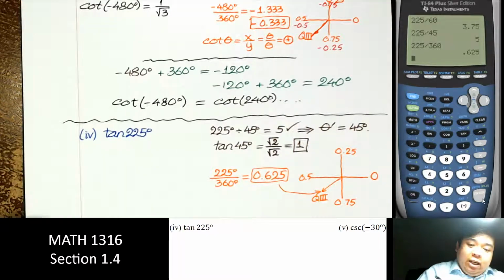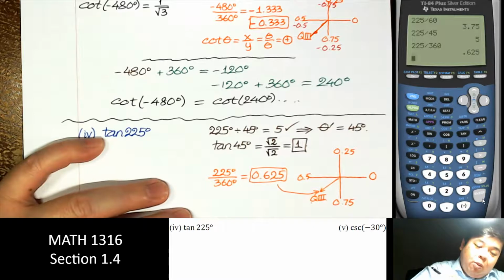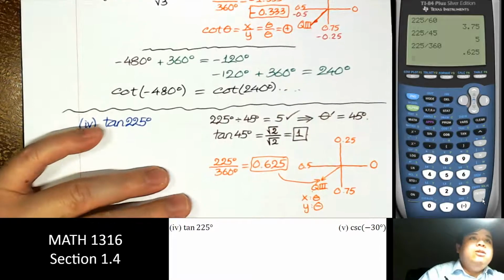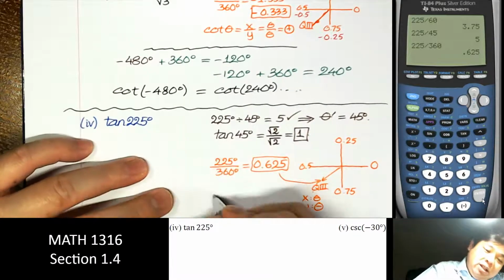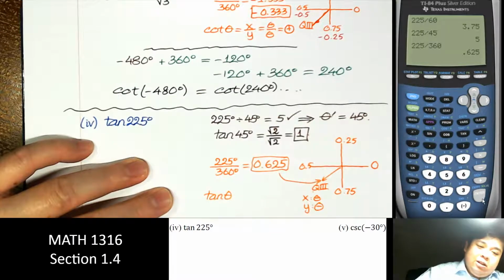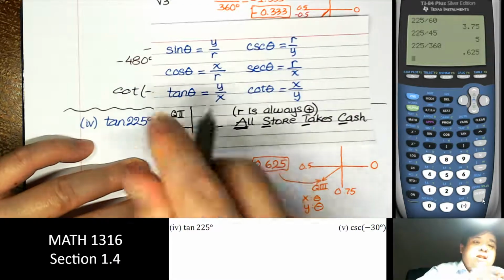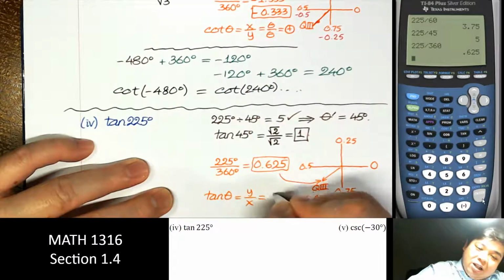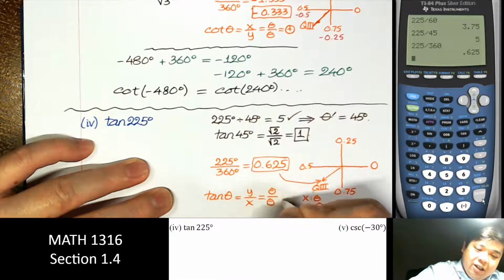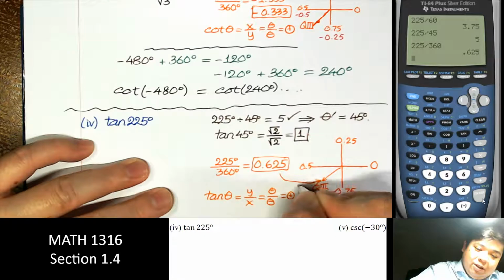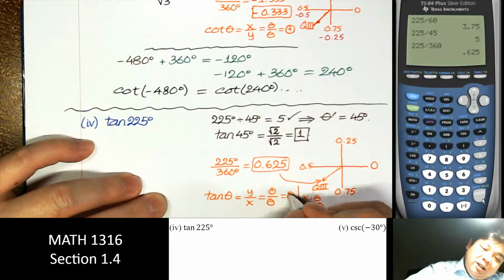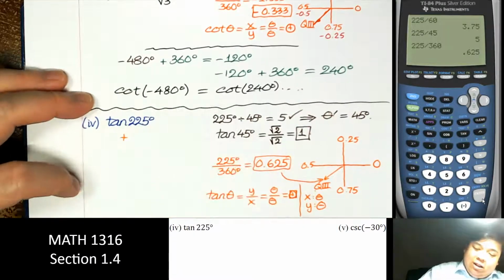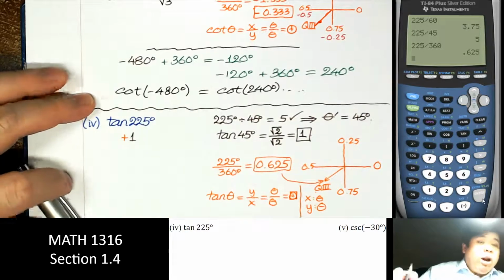So in quadrant 3, x is negative, y is negative. And we're talking about tangent. Tangent is y over x. So y is negative, x is negative. Negative divided by negative is positive. So we have a positive sign and 1. So the answer will be positive 1, or just 1 pretty much.